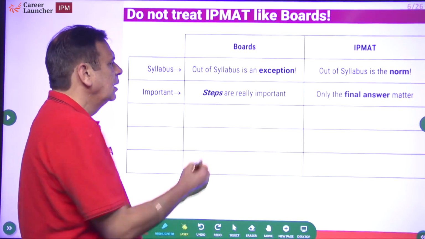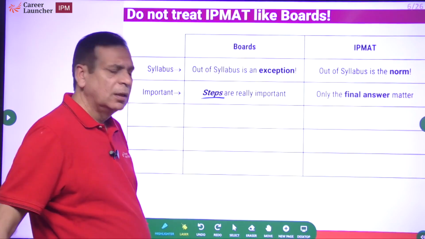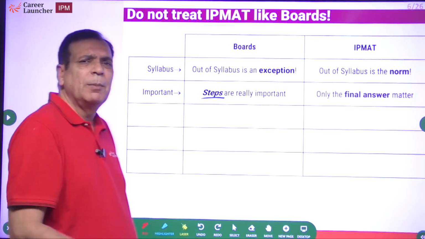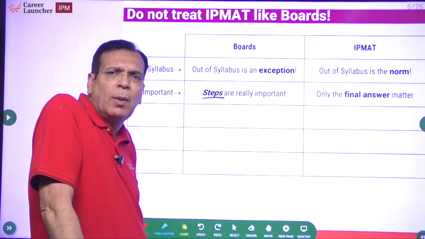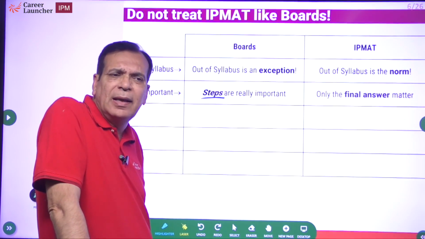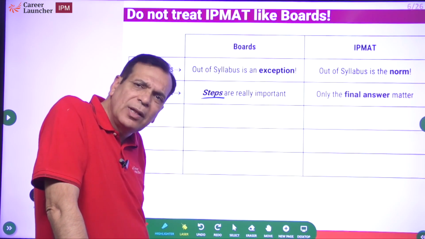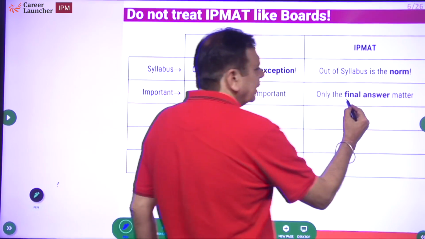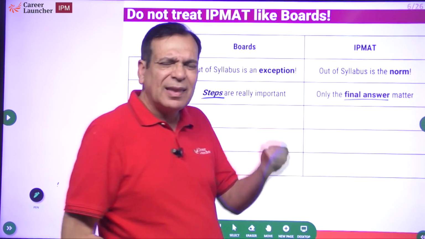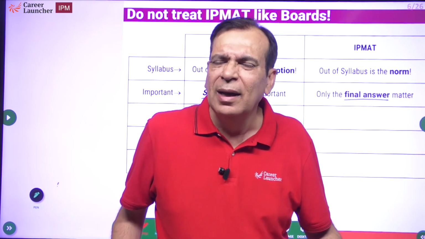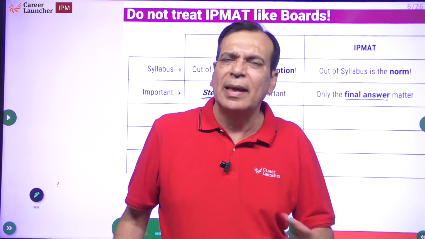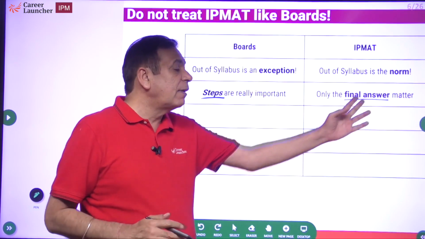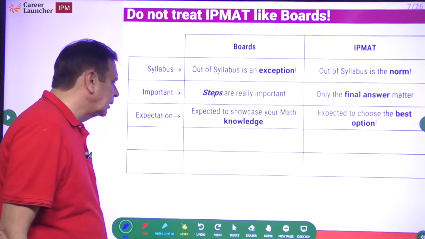Second thing, steps. The moment you look at this kind of a paper, in a board exam every step is important. You miss a step, you lose marks. If you write everything correctly and you don't get the right answer in the end, you'll still get a few marks. Why? Because every step is important. Here it is exactly the reverse. It doesn't matter how the answer comes; if the answer is right you get the marks, if not you will get a negative mark. So that is what you need to remember. It is only the final answer that matters.